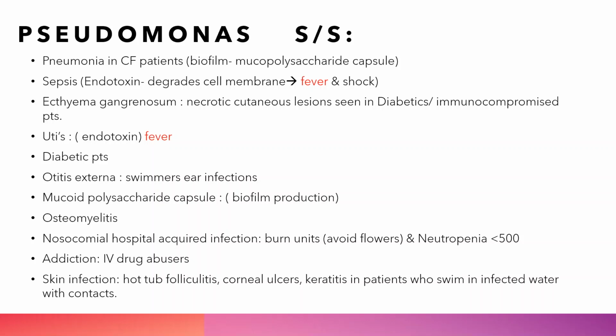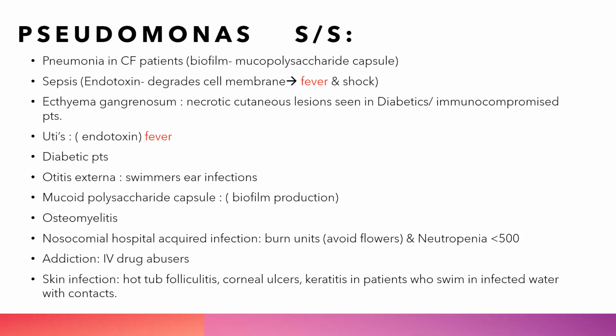Ecthyma gangrenosum is the necrotic cutaneous lesions that are highly seen in immunocompromised patients and diabetic patients. It causes UTIs with the endotoxin, and with UTIs we have fever. It's seen in diabetic patients, as I've mentioned, and immunocompromised.